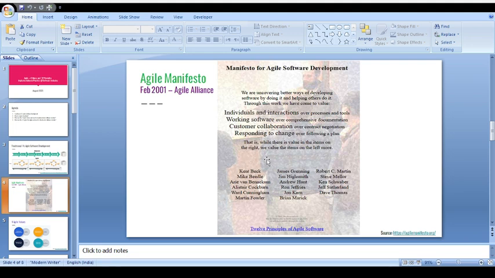This Agile Manifesto was signed in 2001, and apart from these four values, they also have 12 principles. So what are these 12 principles? That also we are going to see in detail.